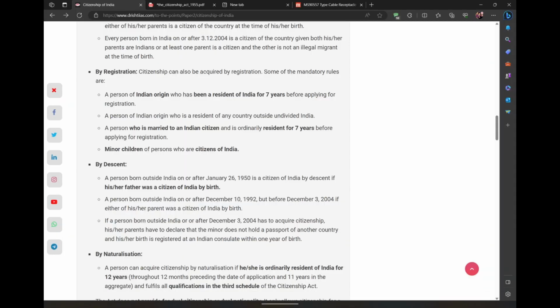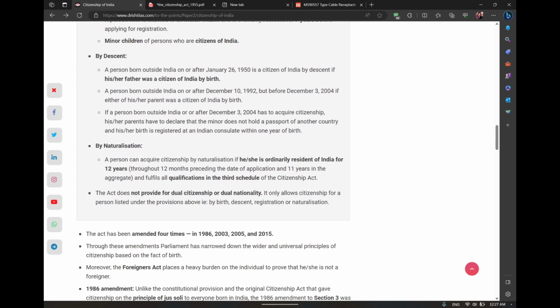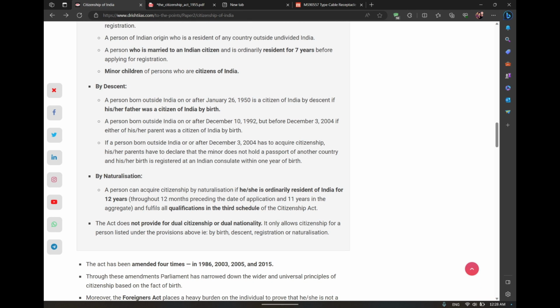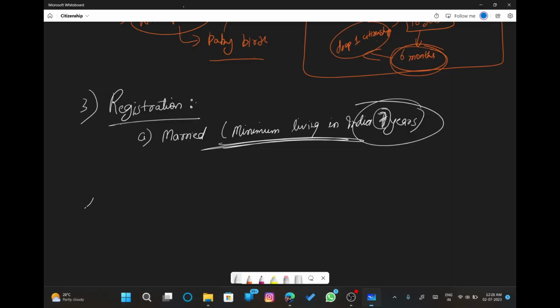Okay, now through descent we have seen. Now by naturalization, a person can acquire citizenship by naturalization if she is ordinarily resident of India for 12 years and fulfills all the qualifications in the Third Schedule of the Citizenship Act. What exactly the Third Schedule is, we'll see. First let me explain this naturalization in detail so that you will understand better, as it is not given in detail here.